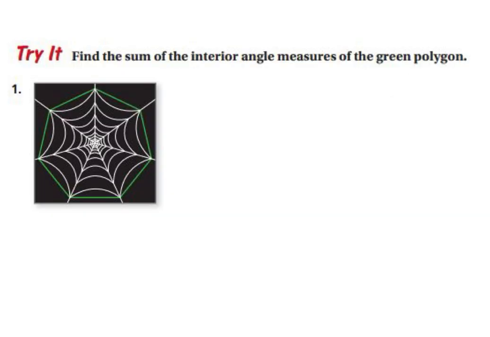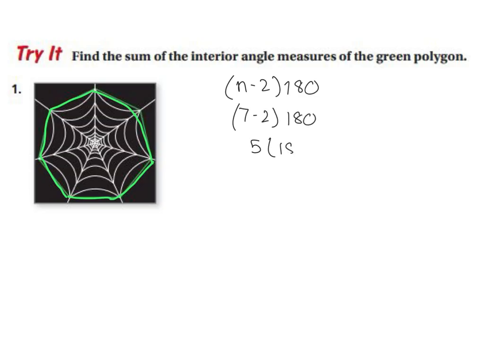Now you try it. Find the sum of the interior angle measures of the green polygon. Then when you're ready, hit play. So this green polygon has 1, 2, 3, 4, 5, 6, 7 sides. So n minus 2 times 180, that's 7 minus 2 times 180, or 5 times 180. And 5 times 180 is 900 degrees.